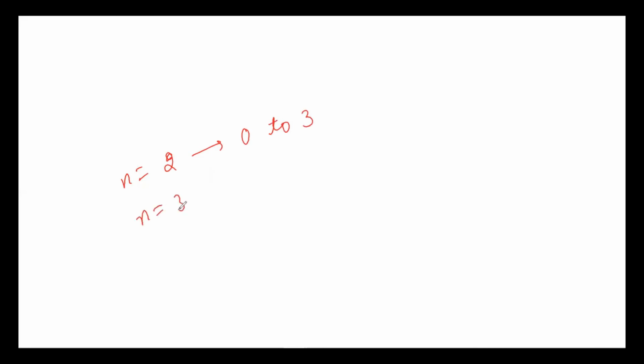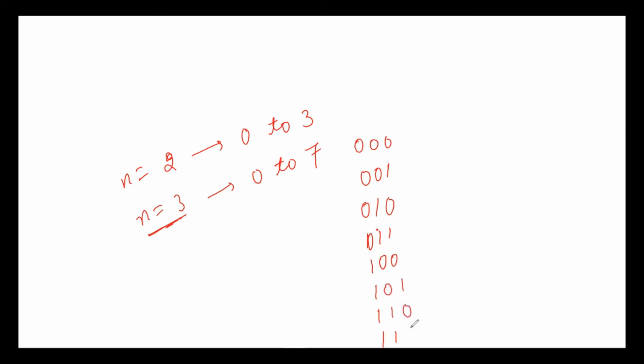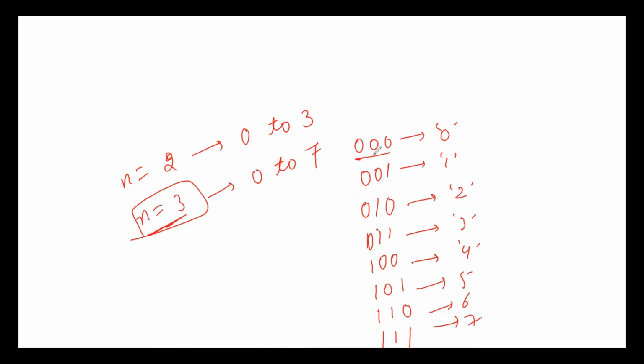For n is equal to 3, I can encode it from 0 to 7. Suppose my n is equal to 3, then I can encode it as 0 0 0, 0 0 1, 0 1 0, 0 1 1, 1 0 0, 1 0 1, 1 1 0, and 1 1 1. These are the decimal values: 0, 1, 2, 3, 4, 5, 6 and 7. So when n is equal to 3, I can encode it using 3 bits.